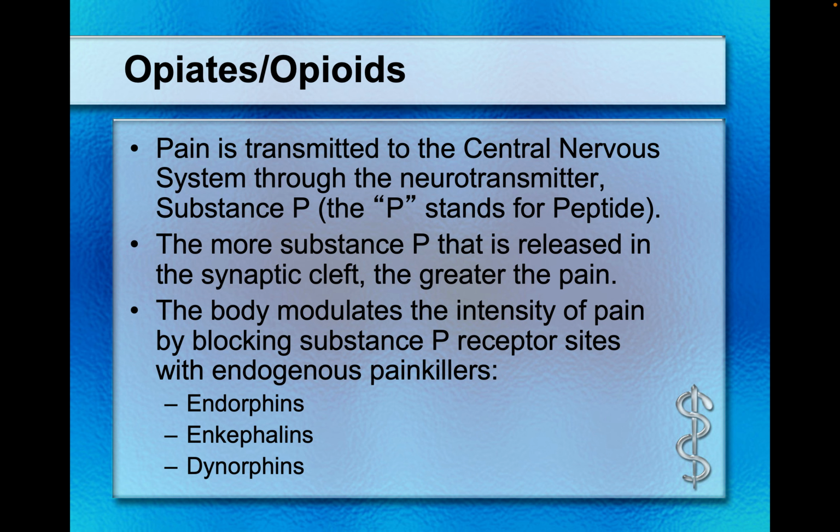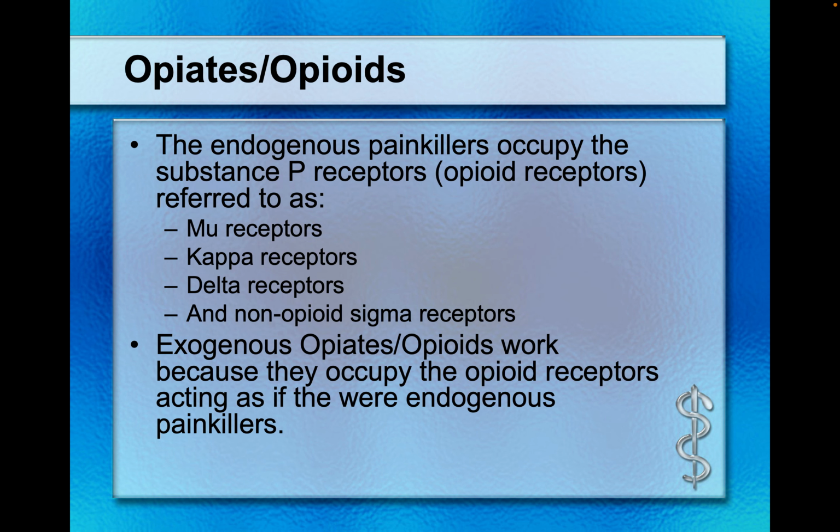The body modulates the intensity of pain by blocking substance P receptor sites with endogenous painkillers. And these are endorphins, enkephalins, and dynorphins. The endogenous painkillers occupy the substance P receptors, opioid receptors, referred to as mu receptors, kappa receptors, delta receptors, and non-opioid sigma receptors. Exogenous opioids work because they occupy the opioid receptor, acting as if it were an endogenous painkiller.